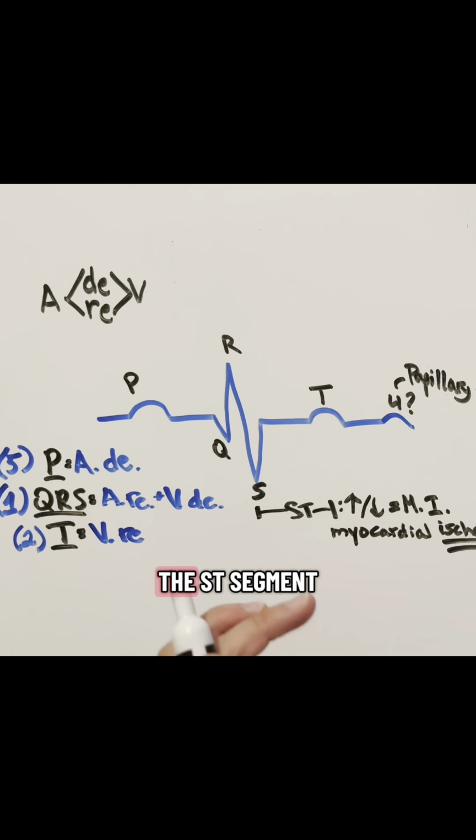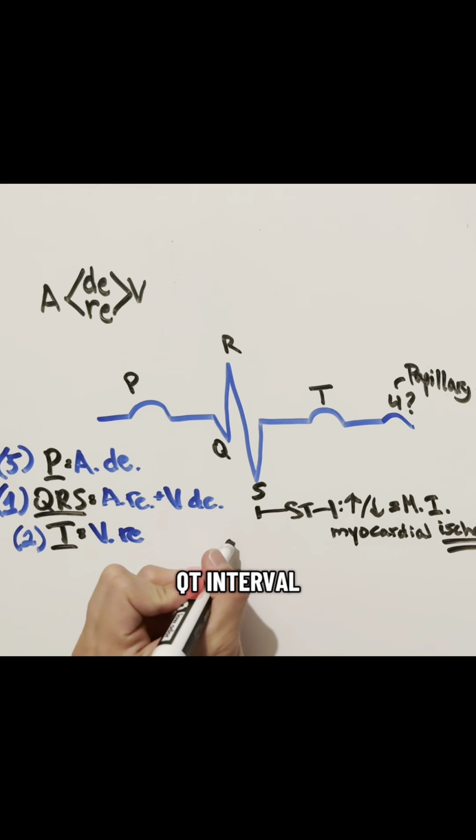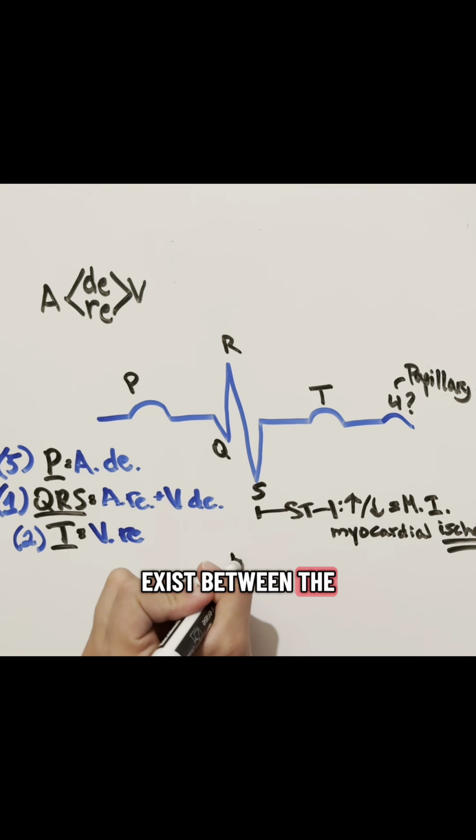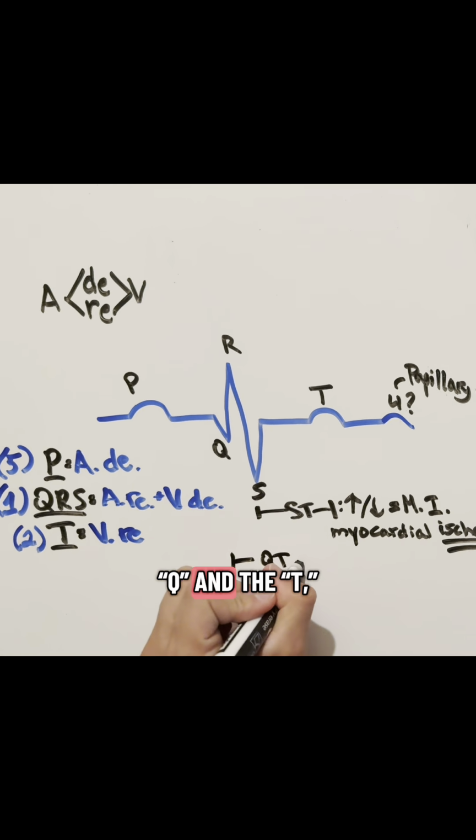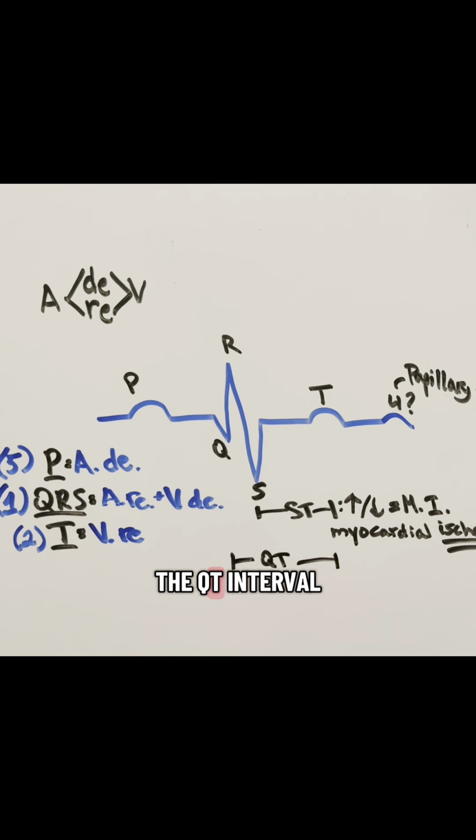Now, aside from the ST segment, we also have a QT interval. Now, the QT interval is going to exist between the Q and the T, big shocker. And the QT interval, this is how we're going to work this out. We're going to look at what the QRS complex is used for and what the T wave is used for.